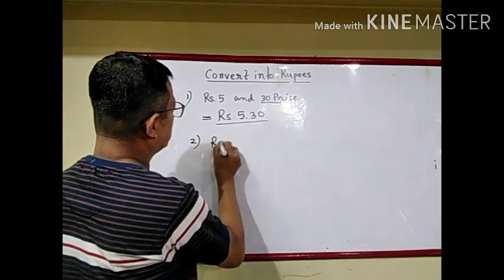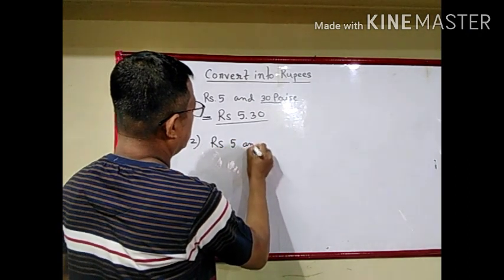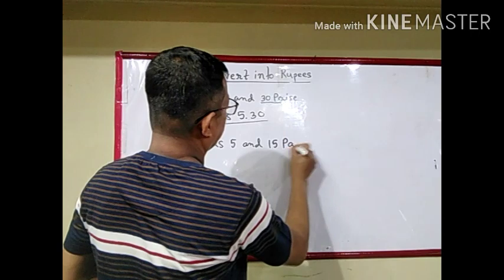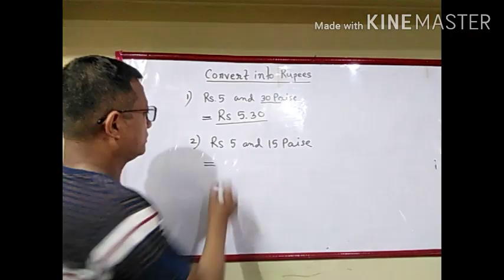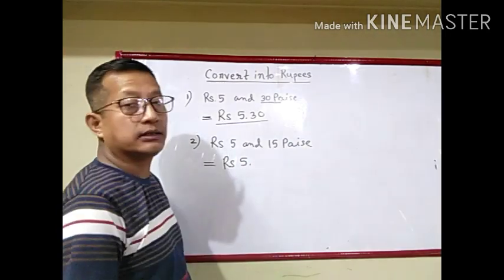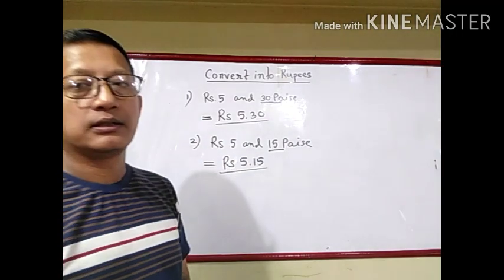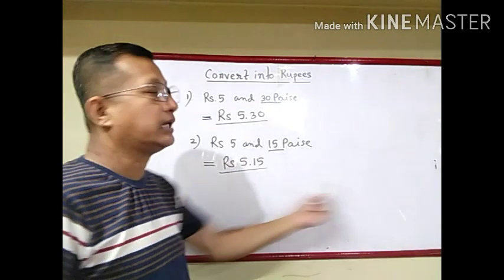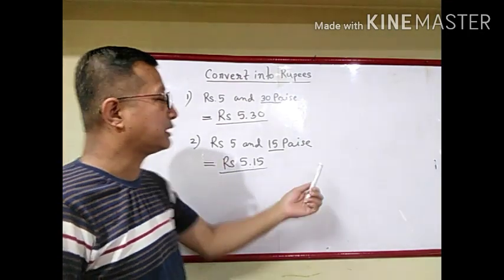Okay. Next, another example. Rupees 5 and 15 pies. This is also the same. You write rupees 5, then you give one decimal point and then write 15. So this one can be converted. Clear? So whatever the rupees are, write rupees before the decimal point and write pies after the decimal point. That means before the decimal is rupees and after the decimal is pies.